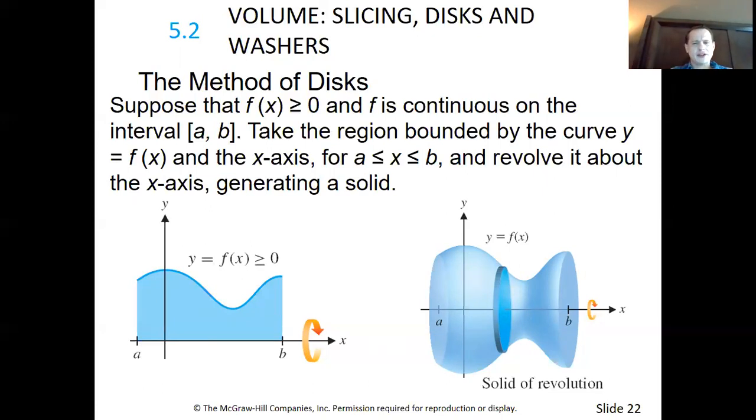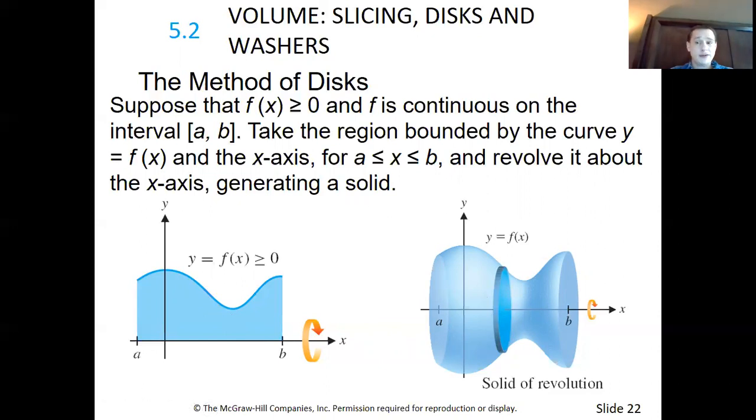Well, let's think about this. What would you get if you took a strip, a vertical line up and down, and spun it around an axis? Well, you'd create a circle. And the cross section of that circle right here, well, what's the volume of that circle?